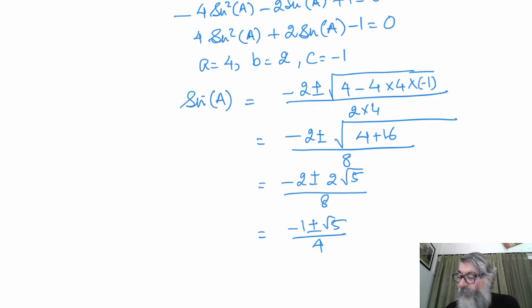Please understand that we have A as 18 degrees, so it will fall in the first quadrant. So we will consider only the plus sign, not the minus sign. So sine 18 degrees will be equal to plus minus, out of this plus minus I'll take plus, root 5 minus 1 upon 4.